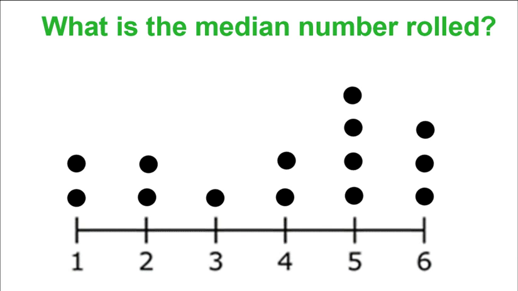All right, give this one a try then. We need the median. We just said there's 14 rolls of the dice, right? So that means there's 14 dots up there. This is the same line plot, dot plot, whichever. Four and a half is the correct answer.